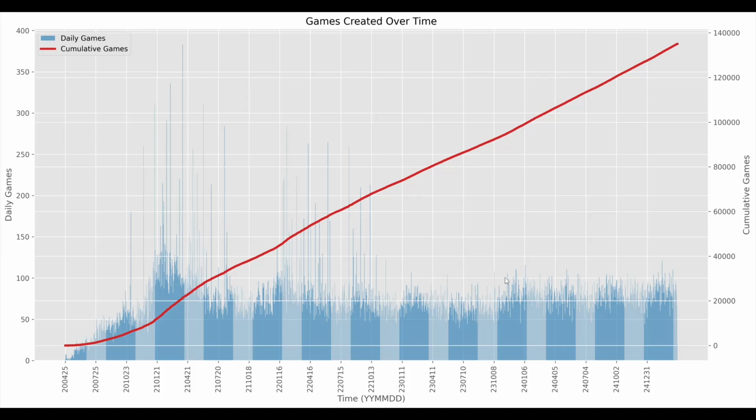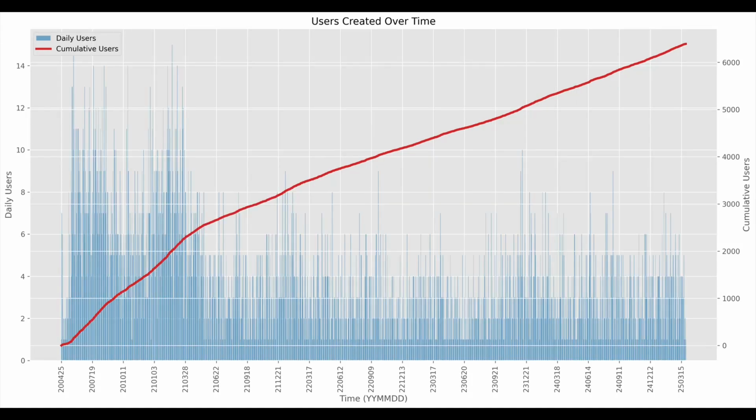This doesn't mean that games are completed. This doesn't mean that the games are even started necessarily. This is just how many games have been created each day. And then we have the cumulative plot here, and you can see that we have quite a few less than 200,000 games, and I will get to why that is in a little bit.